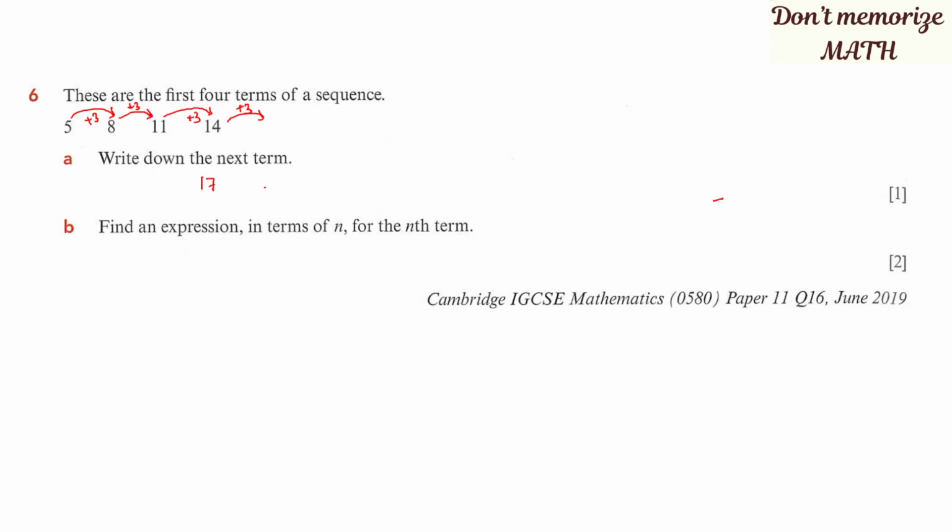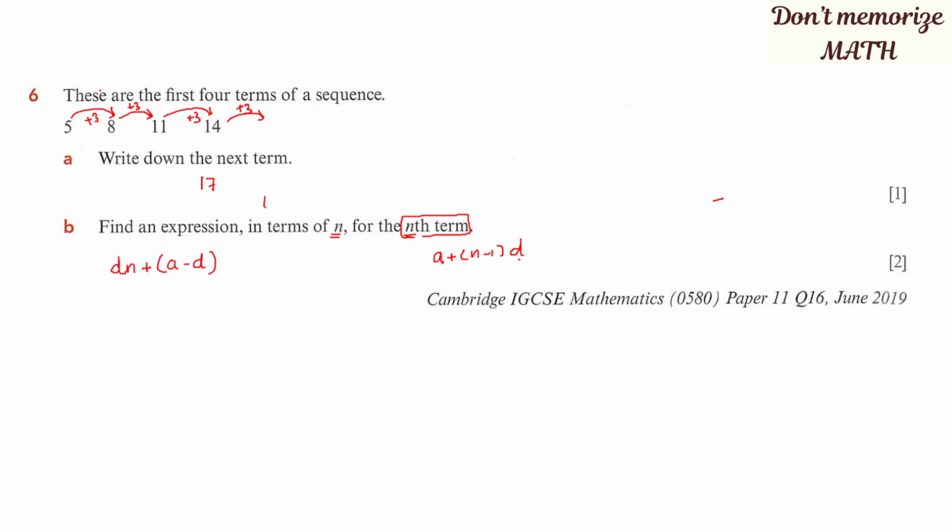Okay. Then find an expression in terms of n for the nth term. So to find the nth term, from here it's 3n, and then you can directly find the plus 2 from here itself if you know the method. Otherwise you can use the formula a plus n minus 1 d. Okay, so d is the difference and a is the first term. Otherwise you can use dn plus a minus d. With all the methods you will get the same answer.